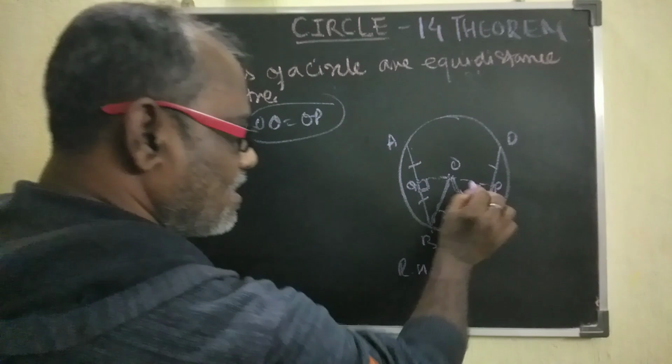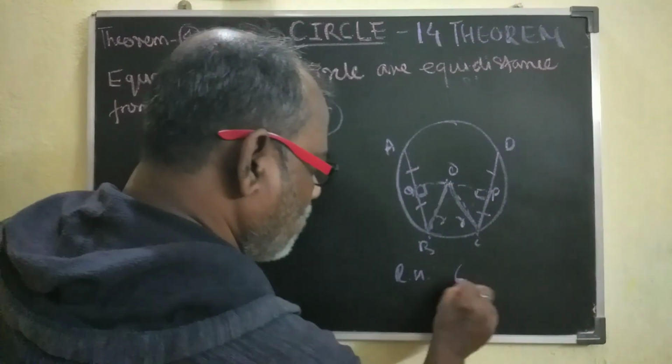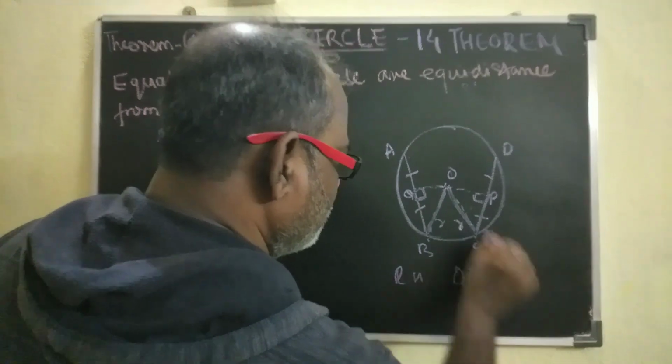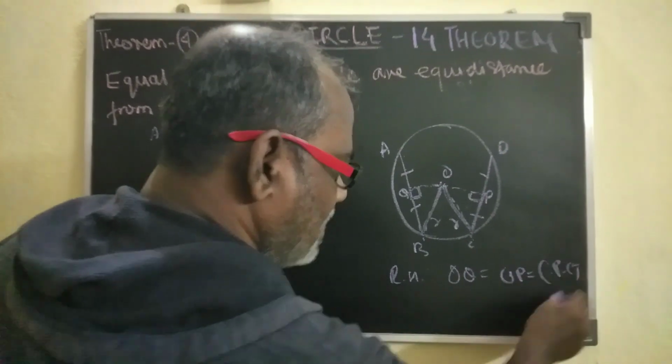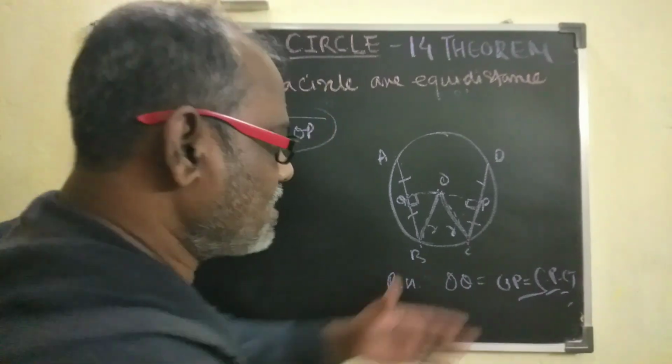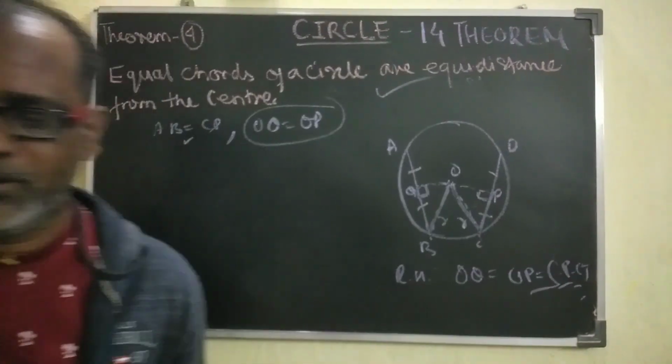Since the two triangles are congruent, therefore corresponding parts are equal. That means OQ equals OP, that is, corresponding parts of congruent triangles are always equal. Hence this theorem gets proved.